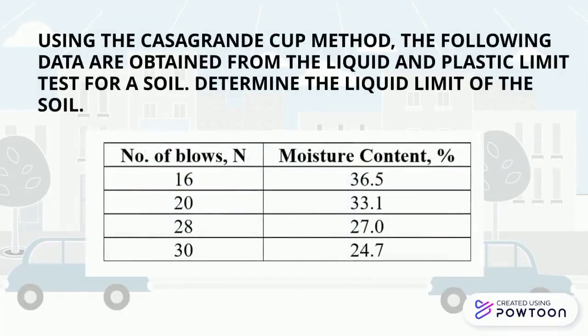Sample problem number 1. Using the Casagrande cup method, the following data are obtained from the liquid and plastic limit test for soil. Determine the liquid limit. The following are the data. Number of flows are 16, 20, 28, and 30, with corresponding moisture content of 36.5%, 33.1%, 27%, and 24.7%.